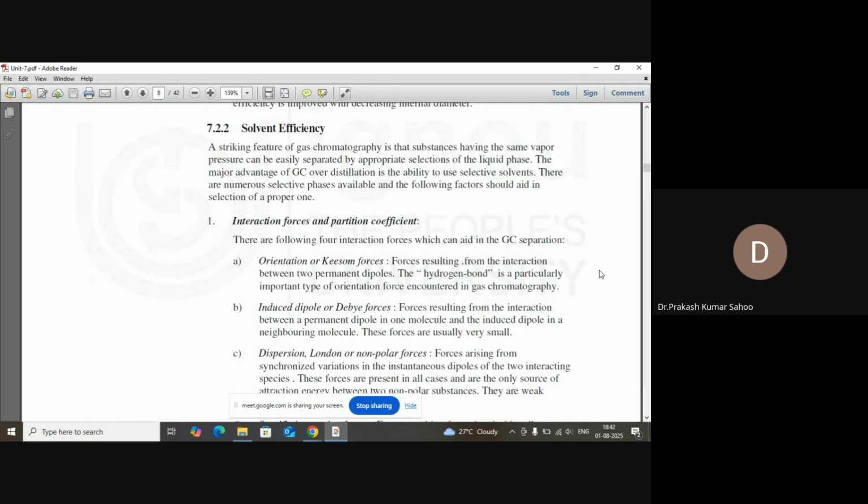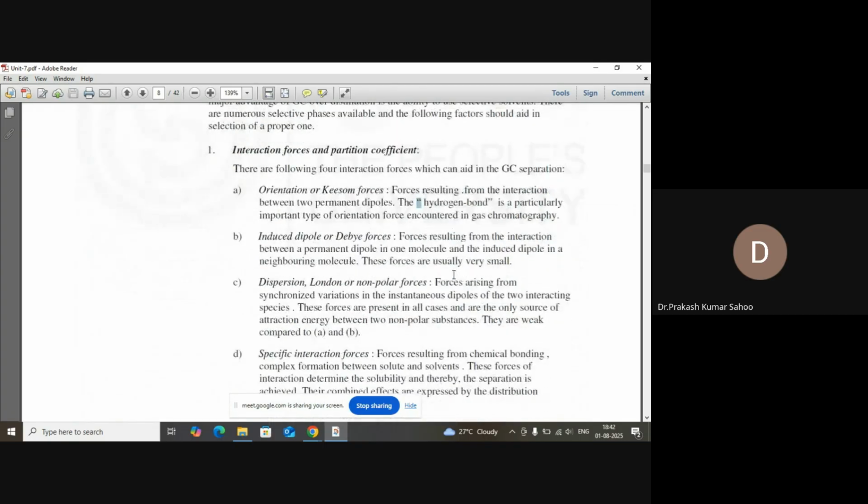Then the solvent efficiency, which is the mobile phase, and different interactions. There are four interactive forces which can aid in this separation. These are orientation, known as Keesom force, induced dipole or Debye force, dispersion or London force, and specific interaction forces. In Keesom force, you have the interaction between two permanent dipoles, maybe positive pole and negative pole. So automatically they have some interaction, and here hydrogen bonding also plays an important role.